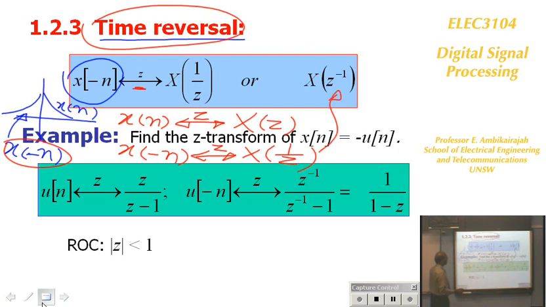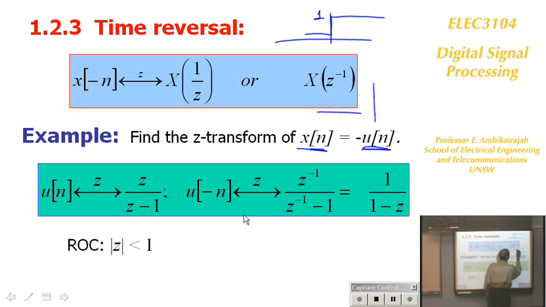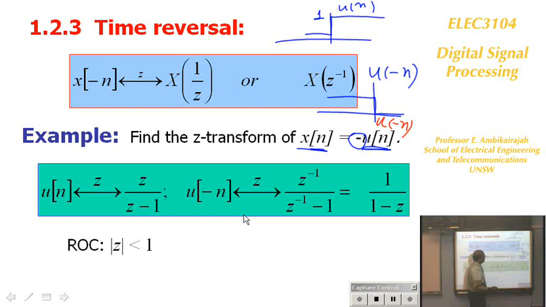And here is an example where you've been asked to find the transform of the signal minus u[n]. What is minus u[n]? This is u[n], that's one. Sorry, this is not correct. My apologies. This should be u[-n]. Have a look, so make a note, that's not right. Here it is: this is u[n], and this is u[-n].